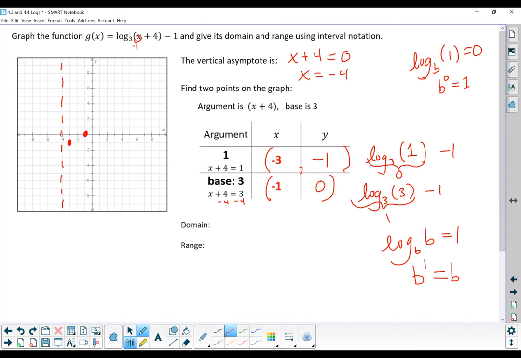And then in ALEKS, once you have 2 points and the asymptote graphed, you can click on the button and it will sketch your log graph. So our domain here is from the asymptote over. The asymptote is not included, so it's a parenthesis from negative 4 to infinity. The range of these is all real numbers. They do not flatten on the top. They continue to grow, they just grow very slowly.